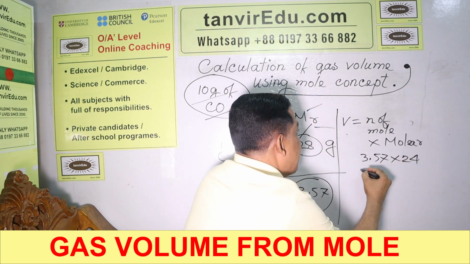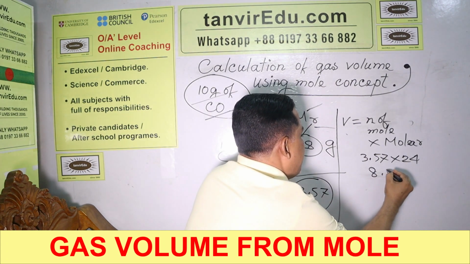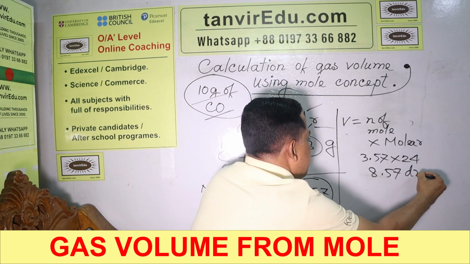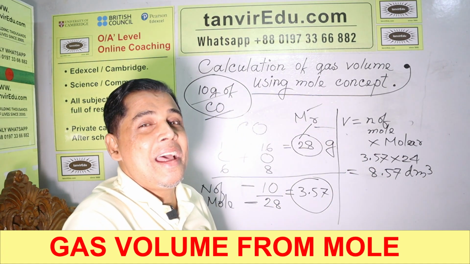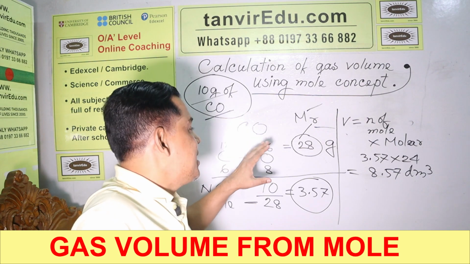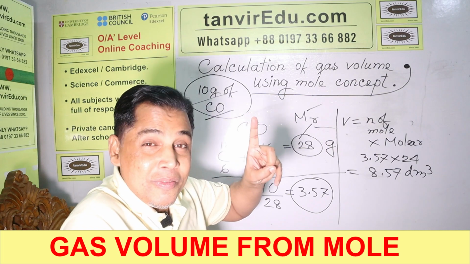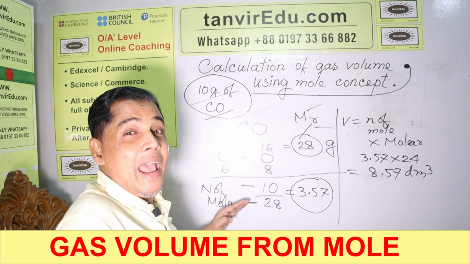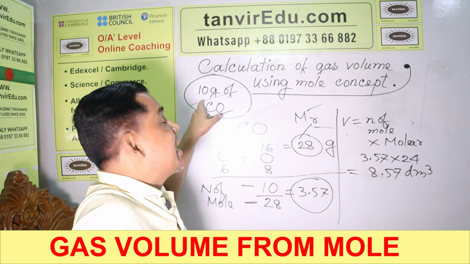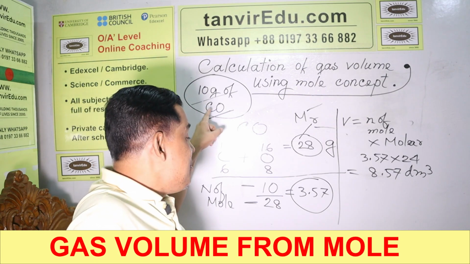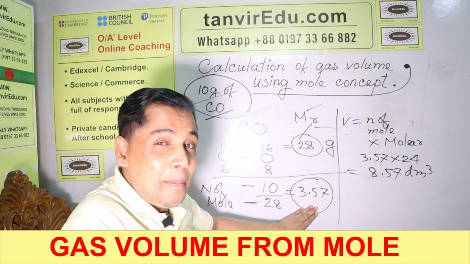So finally you will get 85.7 decicubic meter when multiplied. Clear? Again I am telling, in the first stage we have got mass of 1 mole. In the second stage, as we know, number of moles is equal to given mass, this is the given mass of carbon monoxide, divided by mass of 1 mole. Then we have got the number of moles.